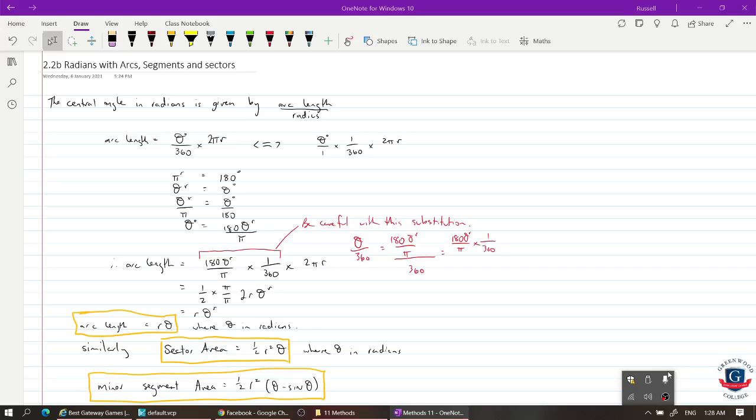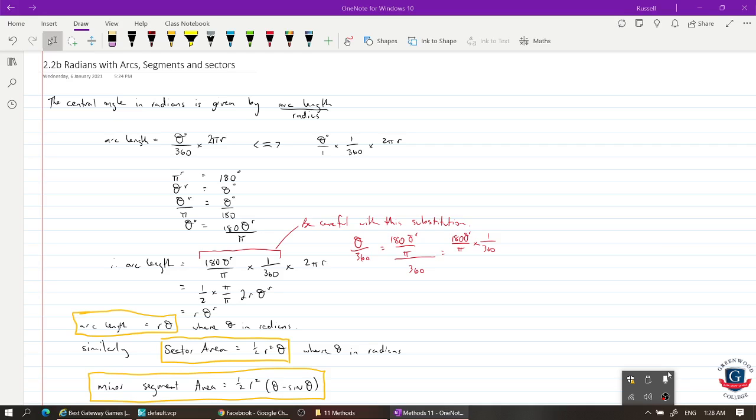Hi everyone, let's look now at how radians work with arc segments and sectors. From earlier exercises we know that an arc length is theta degrees divided by 360 times 2 pi r, which is just a proportion multiplied by the circumference.